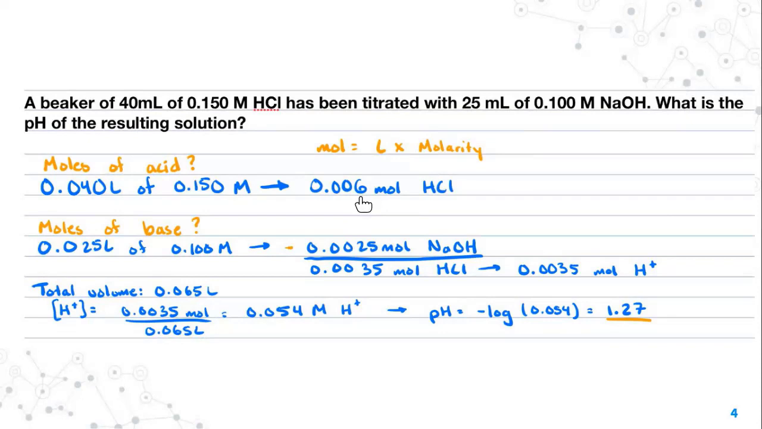So now we want to subtract them. It looks like we have less of the base, so we're going to run out of the base first, and then we're going to be left over with moles of acid, HCl. The moles of HCl is the same as the moles of H+, a 1-to-1 ratio. And then from there, let's look at our total volume. Our total volume is 40 milliliters plus 25 milliliters, so 65 milliliters. Then we divide by that volume, and we'll get a new concentration of H+, and then we can throw it into pH equals negative log of H+. You should get 1.27.